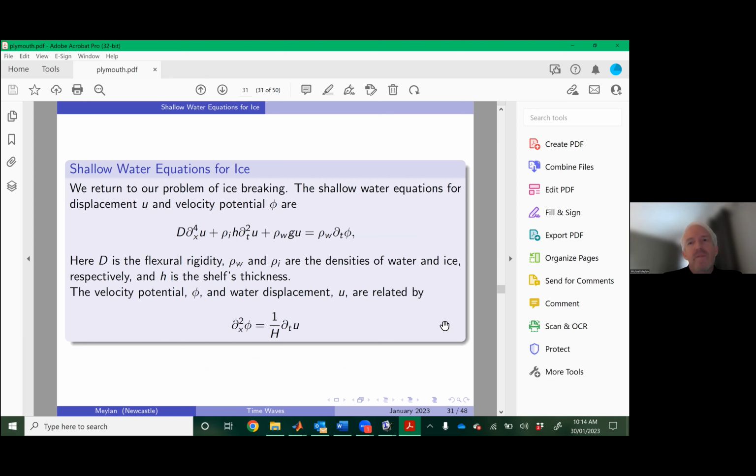So this is the idea of the ice breaking problem. I won't talk about this too much because I'd like to just quickly touch on this SPH. So the idea of the ice, this is how we can try and solve that problem I showed you right at the start of the ice.